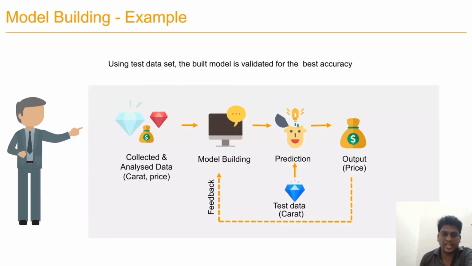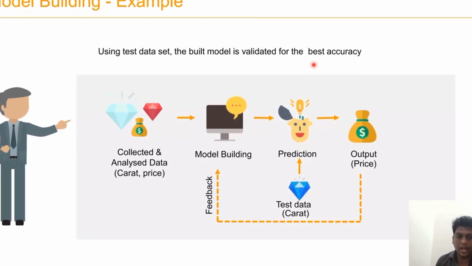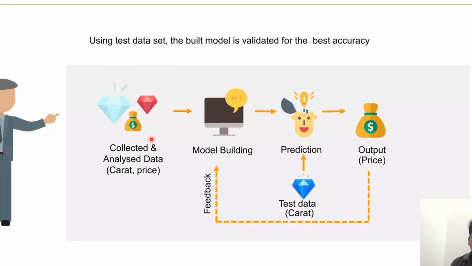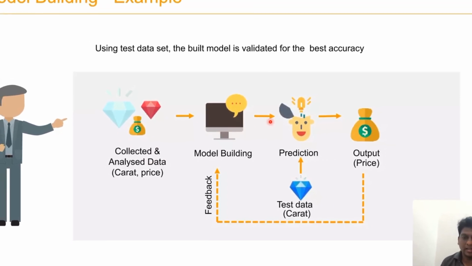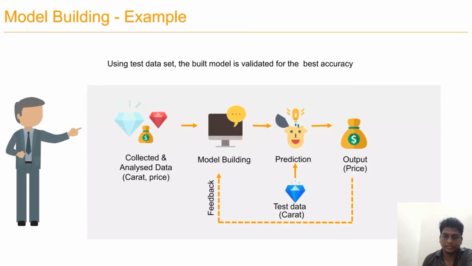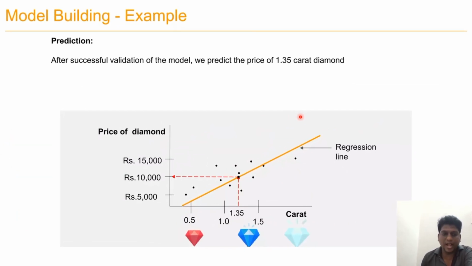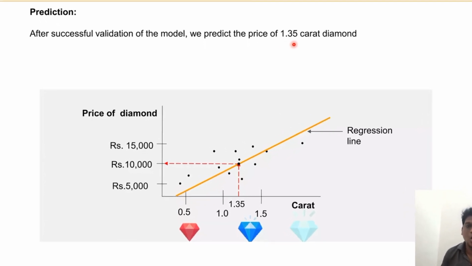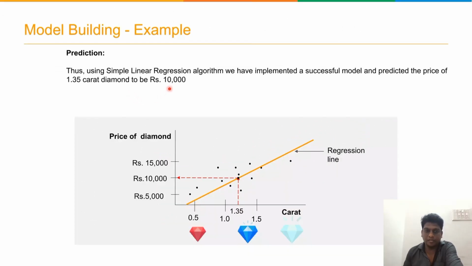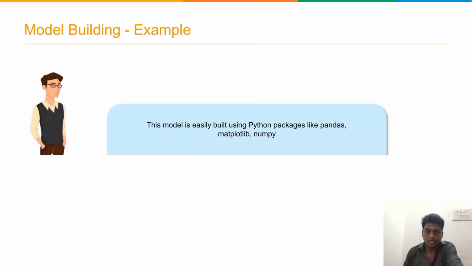Now using the test dataset, the built model is validated for the best accuracy. Here we collected and analyzed the data, which means we collected the carat and price of the diamond, then we built the model, then we can predict the information, and finally the output. After successful validation of the model, we can predict the price of this 1.35 carat diamond. It is shown here with the help of the regression line. It can be found at 10,000 rupees. The model is easily built with the help of Python packages like Pandas, Matplotlib and NumPy.